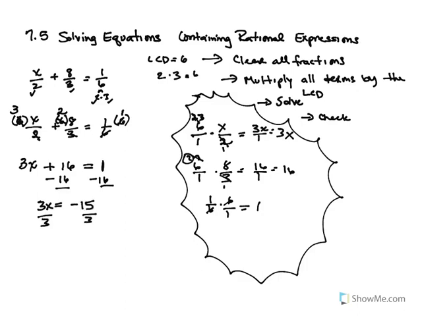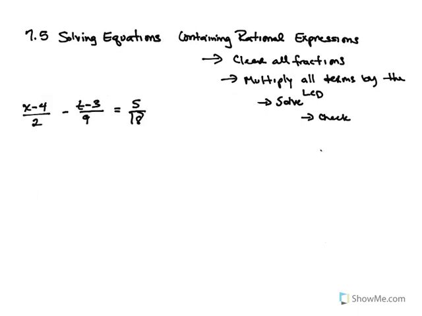Divide both sides by 3. x equals -5. Done. And then, of course, you can always plug that value into the original equation and check to see if you get a true statement. Okay? All right, let's do another one.